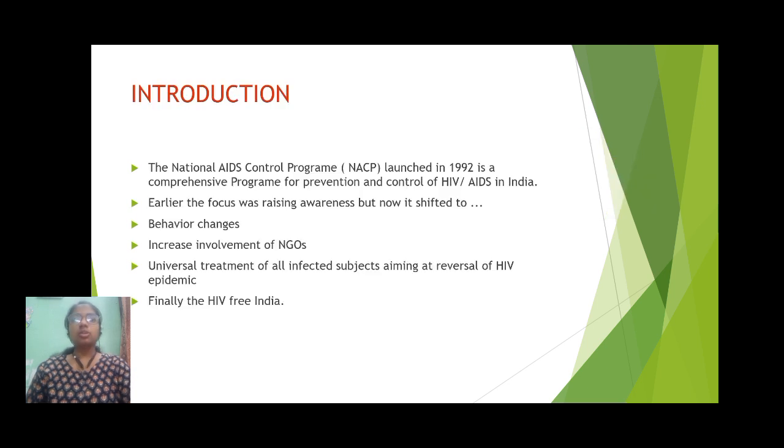Now introduction. The National AIDS Control Program, launched in 1992, was a comprehensive program for prevention and control of HIV or AIDS in India. Earlier the focus was raising awareness, but now it shifted to behavior changes, increased involvement of NGOs, universal treatment to all infected subjects aiming at reversal of HIV epidemic. Finally, the HIV-free India.